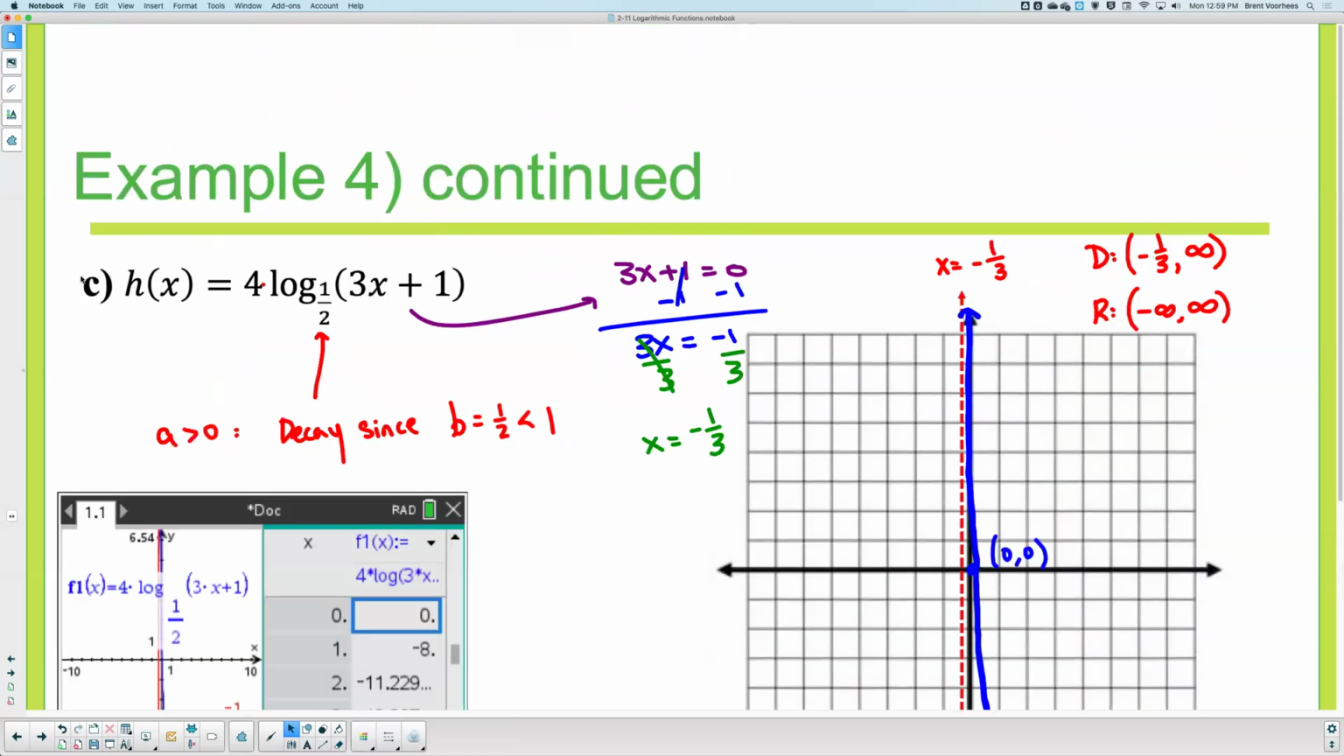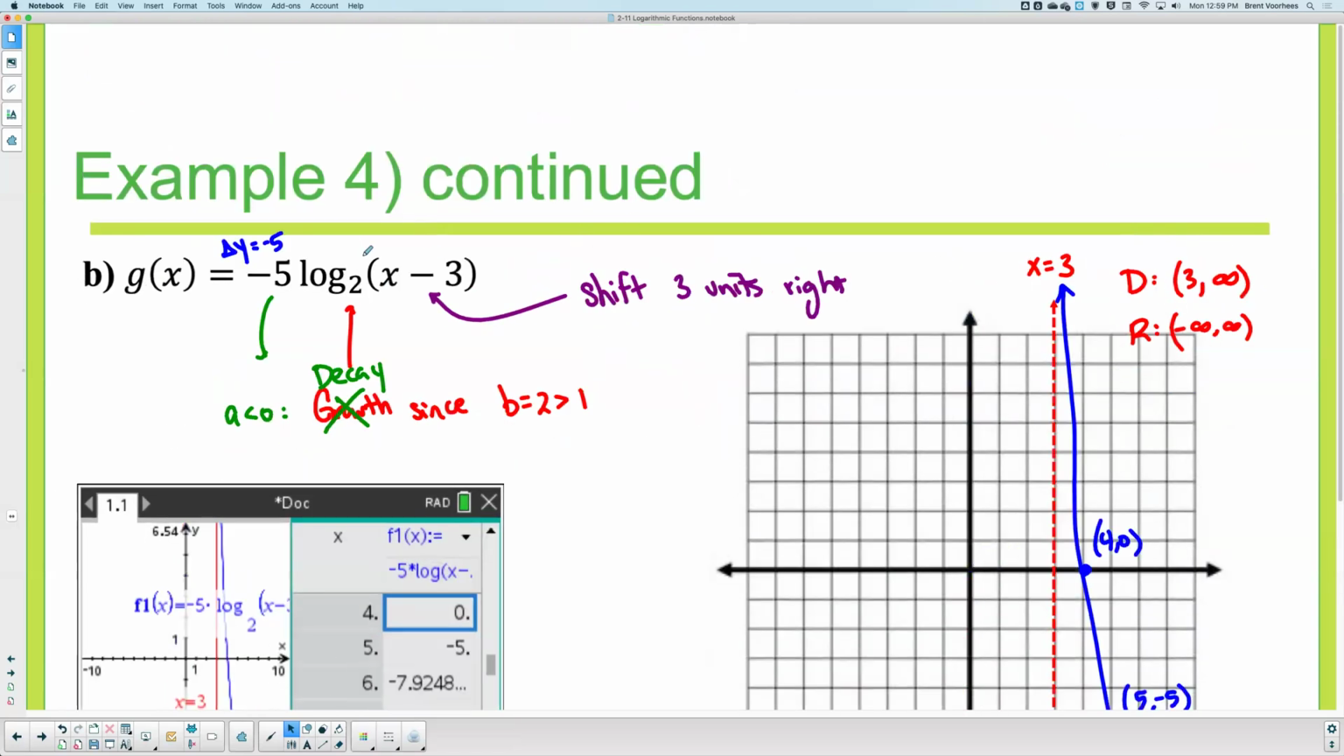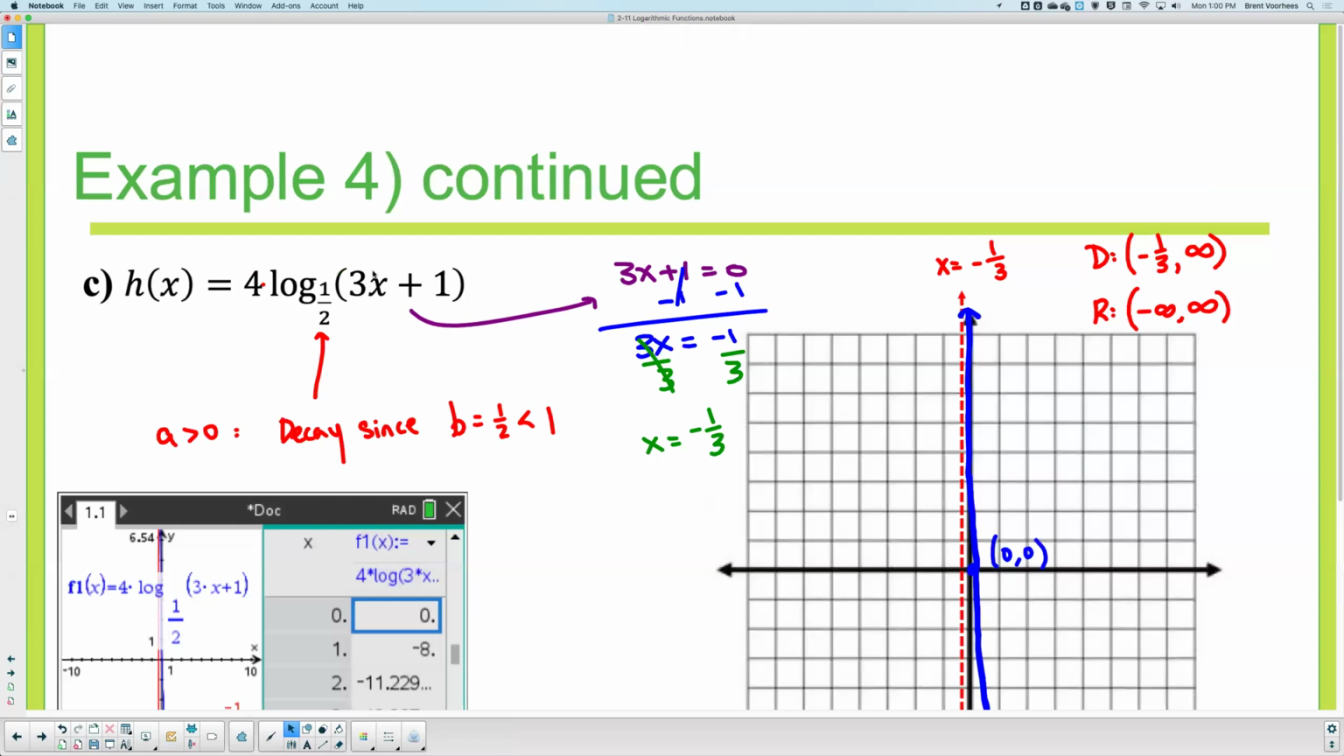Do we have another negative base earlier? Yeah, here. What's another way we could have rewritten g of x? 5 log base 1/2 of x minus 3. You could have done the same thing there as well. Now, I wouldn't have done it here because I like my base to be greater than 1. I think it's just easier. But that's what you can do.